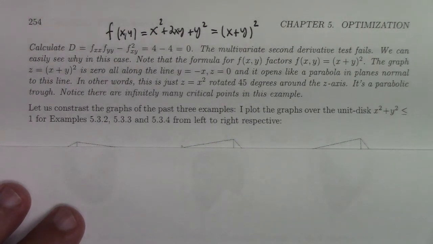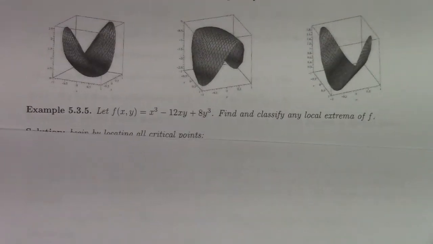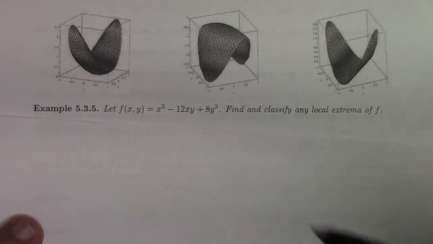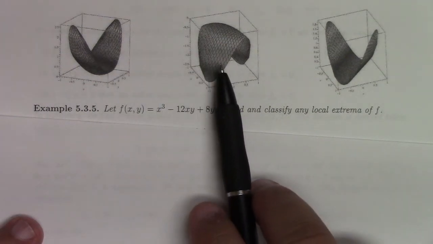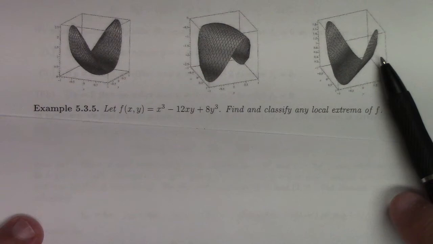maybe I have a picture here. Oh, in fact, I do. This picture right here shows you the previous 3 examples. So the first example had a local minimum, the second one had a local maximum, and the third one is actually a parabolic trough.